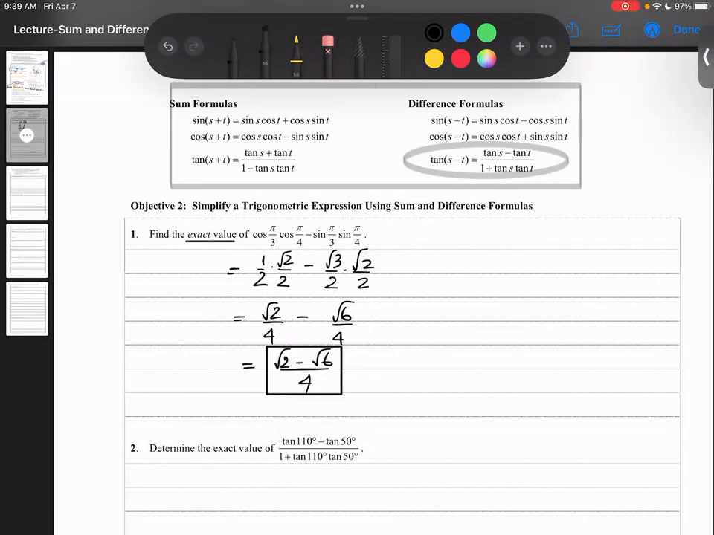They give you the right hand side. You want to write it like the left hand side. So here my S is 110, my T is 50. So this is equal to tangent of S minus T, so 110 minus 50. Tangent of 60. What's tangent at 60 degrees equal?